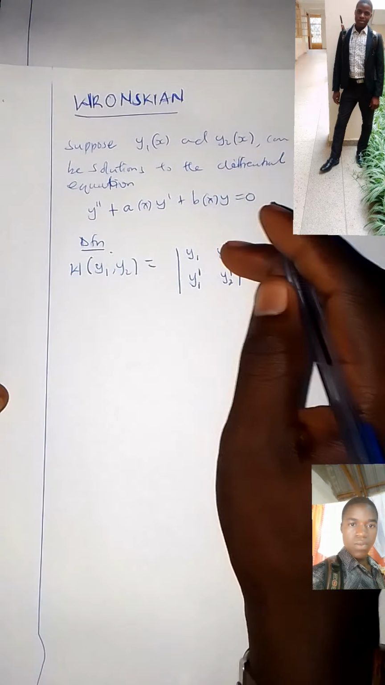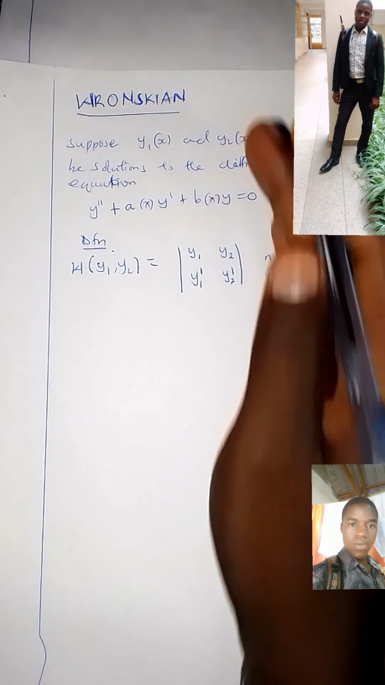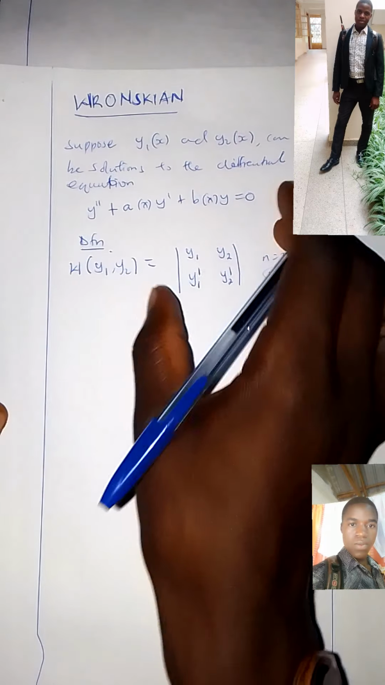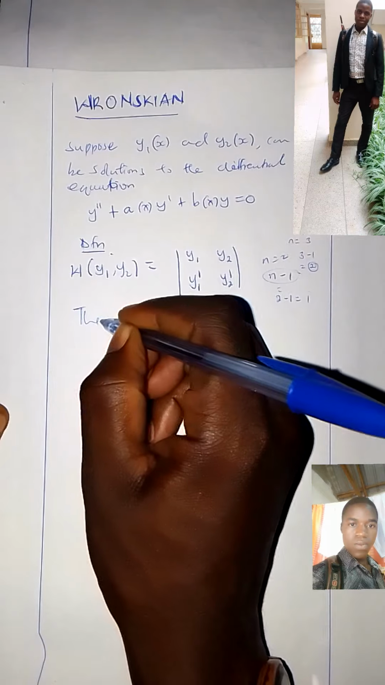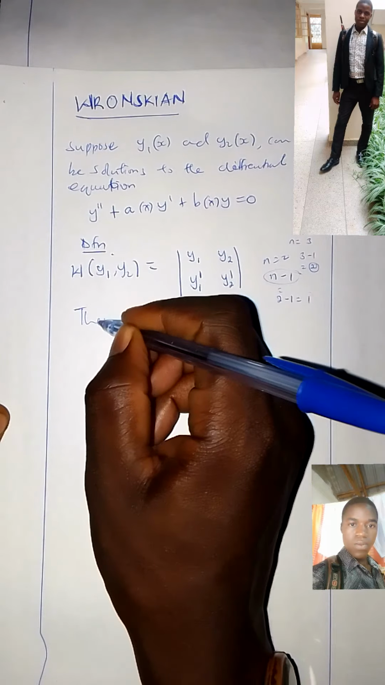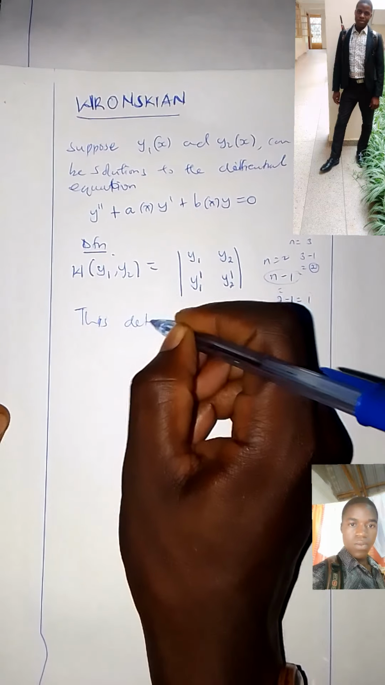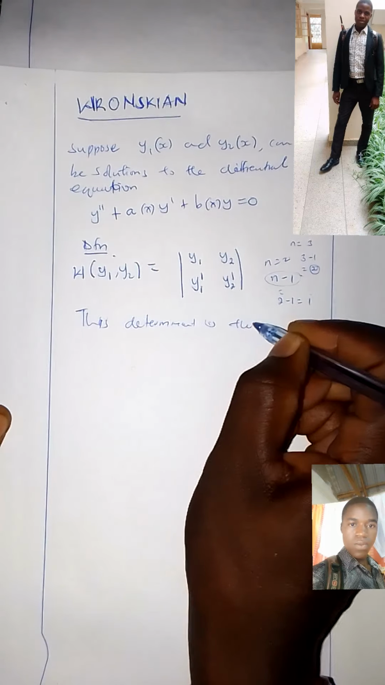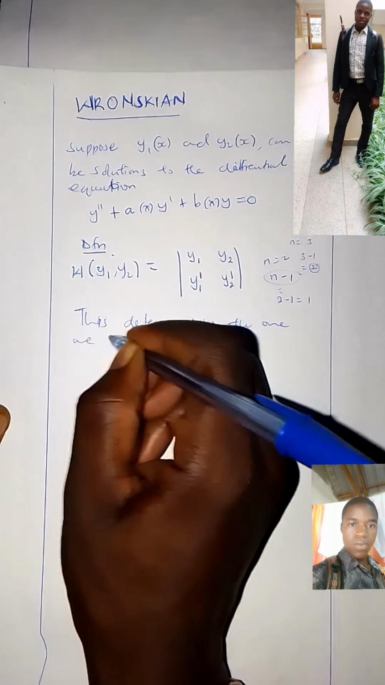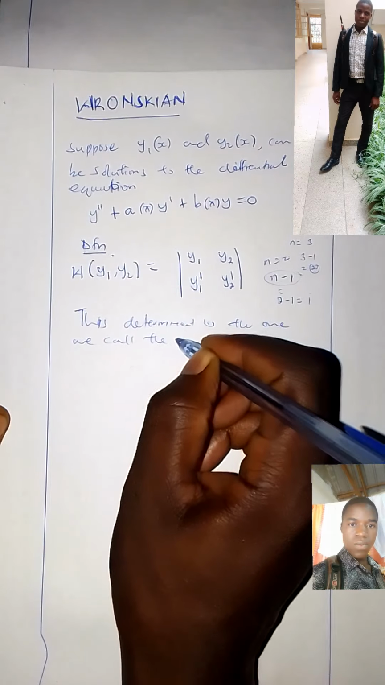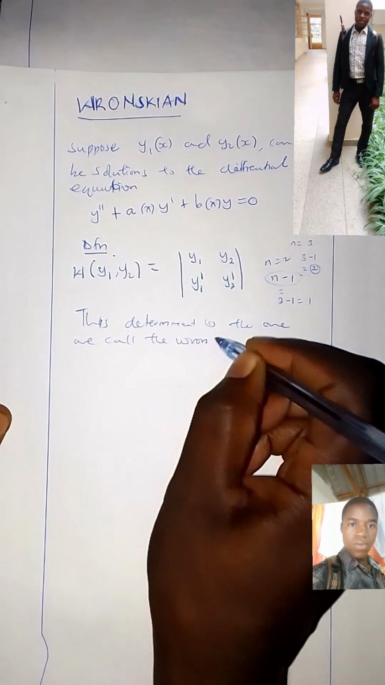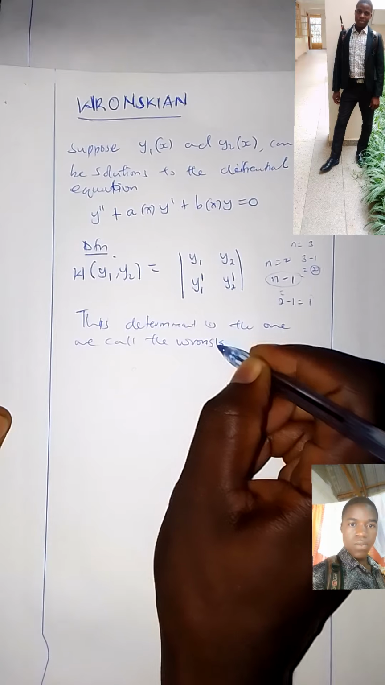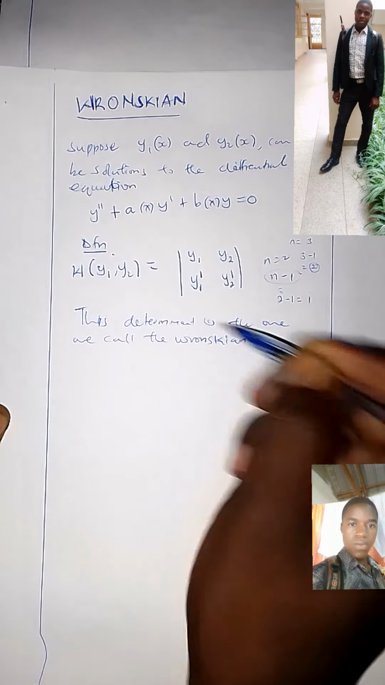Here we are only dealing with the Wronskian. So we are saying that this determinant here is the one we call the Wronskian in this case.